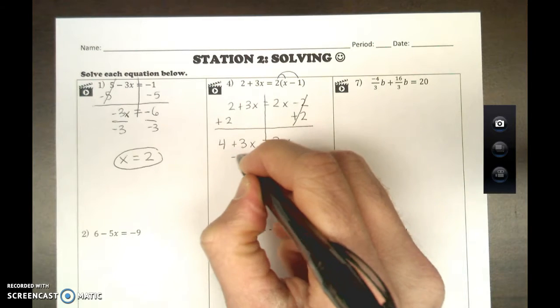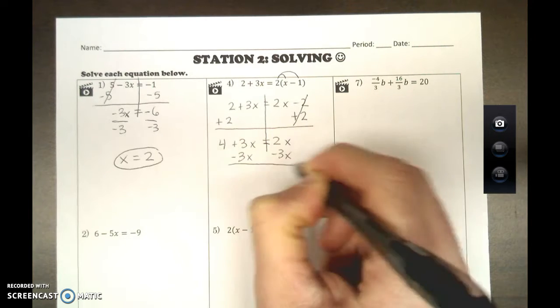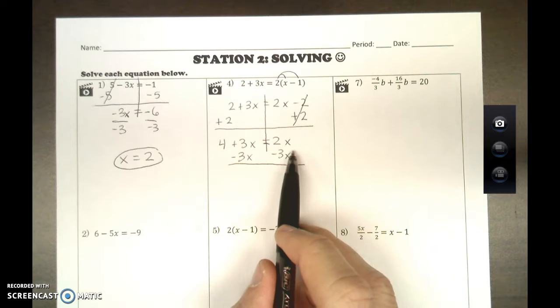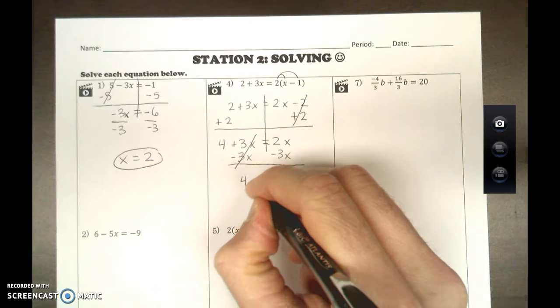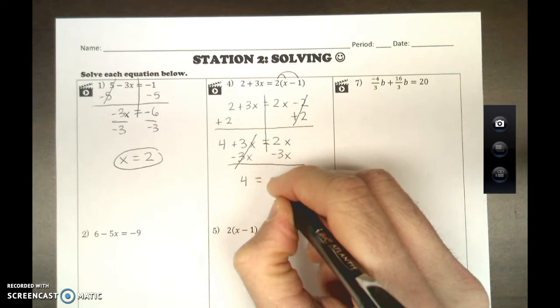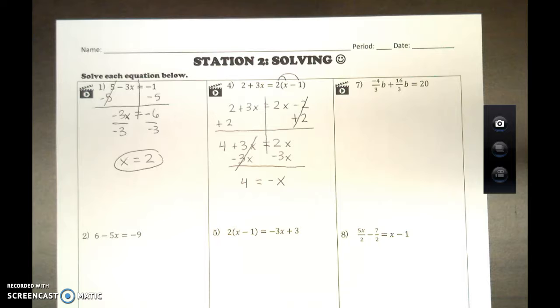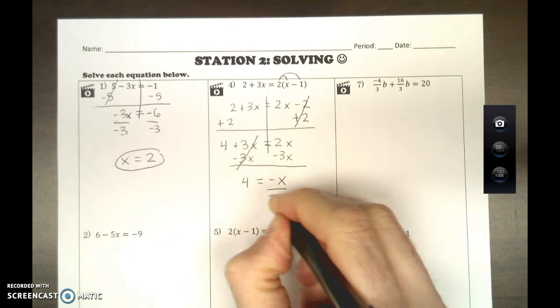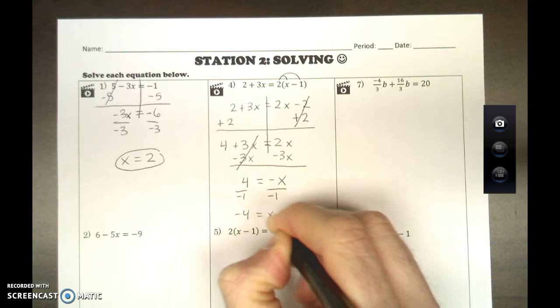So I'm going to consolidate it by subtracting 3x on both sides of the equation. So I'm moving the 3x over here to get the x's together. So 3x take away 3x is gone. 2 minus 3 is negative x. So at this step, I'm going to have to divide by -1 to get rid of that negative. So -4 equals x, and I'm done.